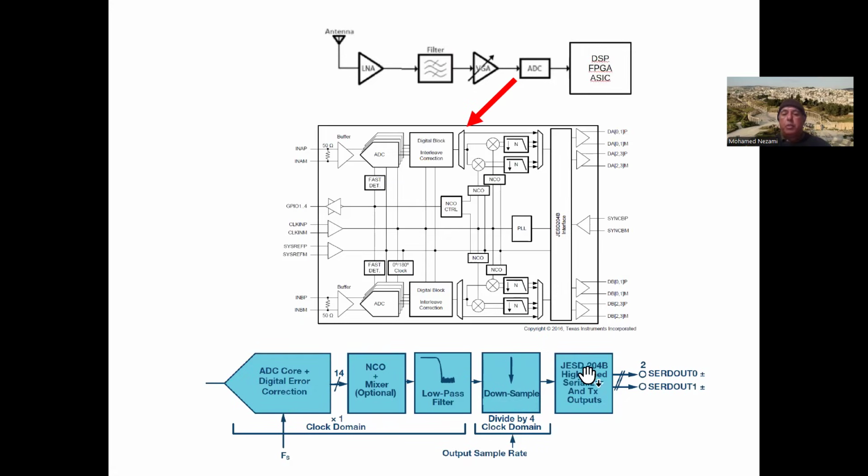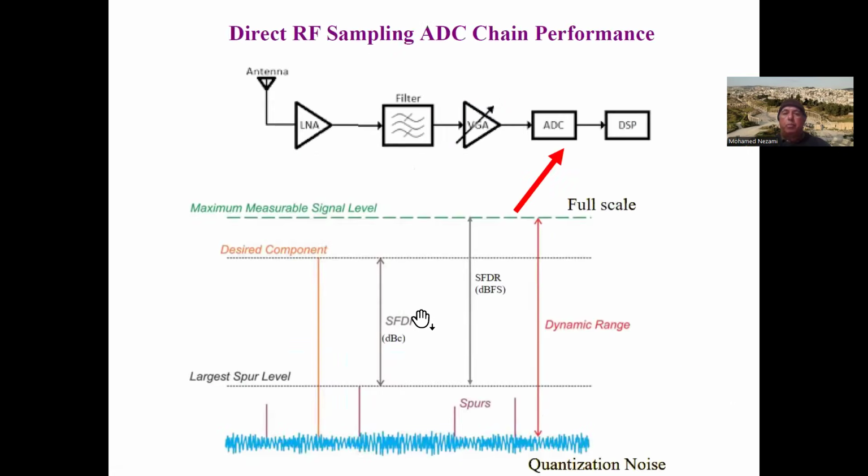And of course, you have the JESD204B or C, and that's your high-speed serializer that puts the data out to the FPGA, as is shown in here.